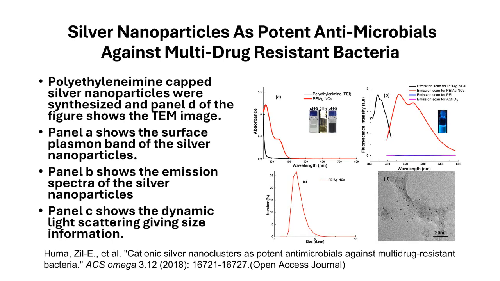This figure shows a comprehensive characterization of the polyethyleneamine capped silver nanoparticles. Panel D shows the TEM spectrum of the silver nanoparticles, and Panel C shows the dynamic light scattering data, which can be used to determine the size of the silver nanoparticles. Figure A shows the surface plasmon band position of the silver nanoparticles, and Panel B shows the excitation and emission spectra of the silver nanoparticles.